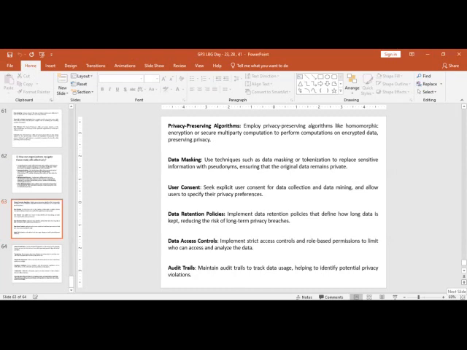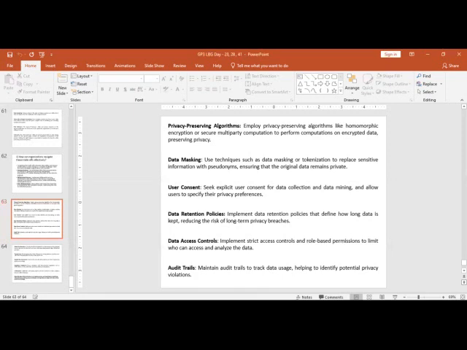Privacy preserving algorithms: employ privacy preserving algorithms like homomorphic encryption or secure multi-party computation to perform computations on encrypted data, preserving privacy. Data masking: use techniques like data masking or tokenization to replace sensitive information with pseudonyms, ensuring that the original data remains private.